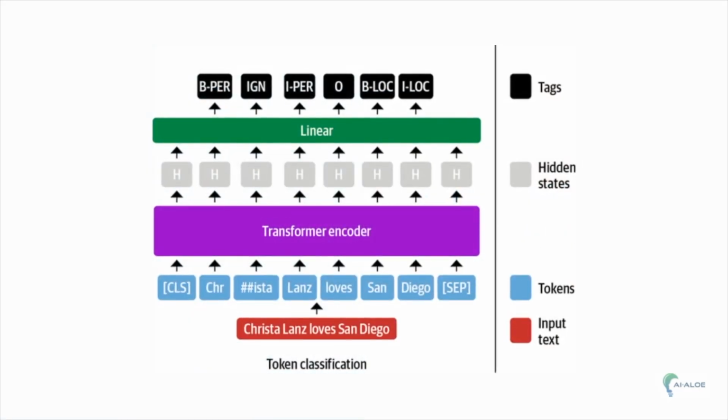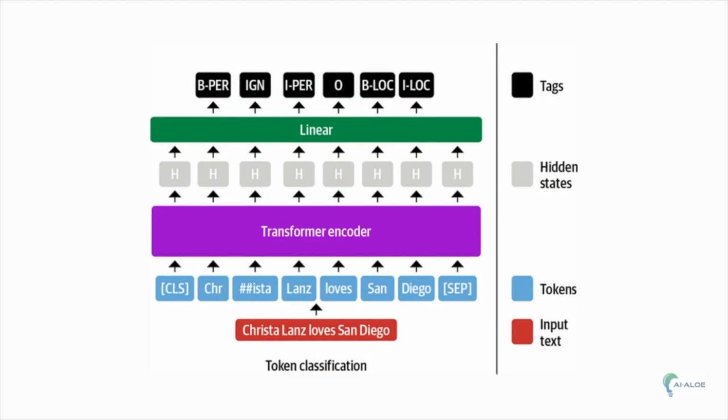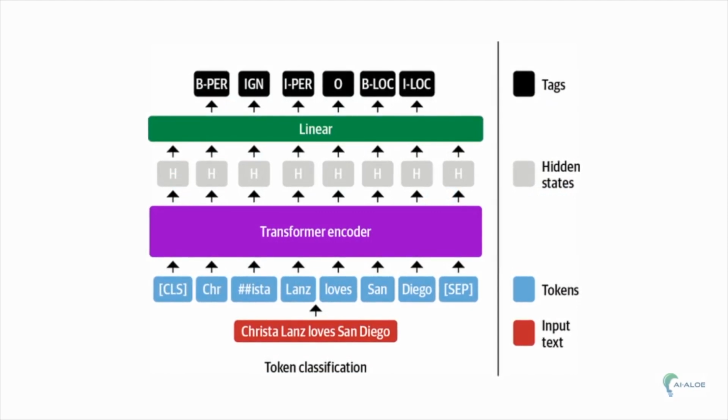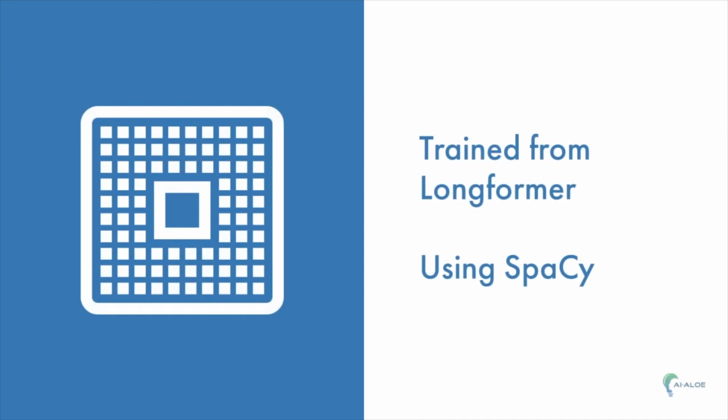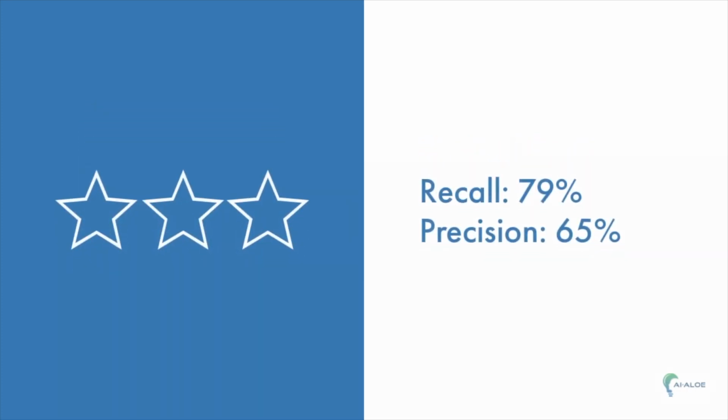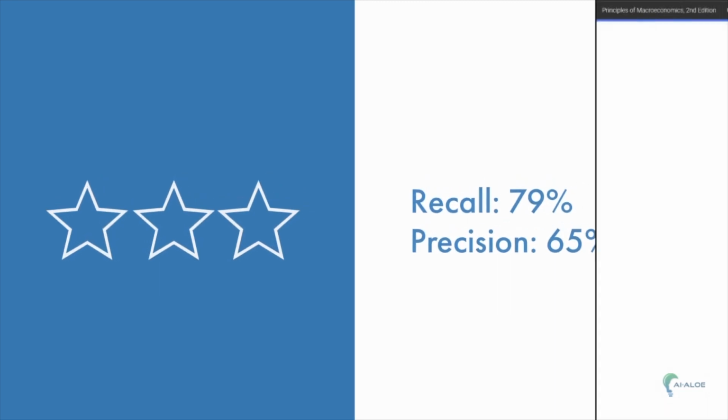This is a token classification task where we assign a label to every token that indicates whether it's part of a key phrase. This model was also trained from Longformer, this time using a natural language processing library called Spacy. Our key phrase extraction model recalled 79% of key phrases with a precision of 65%.